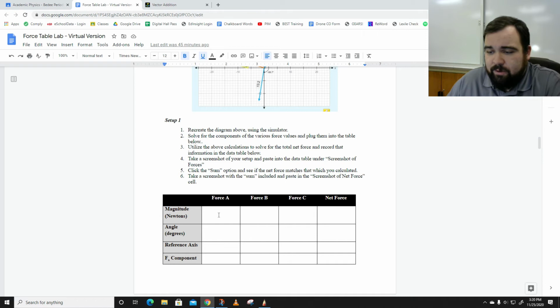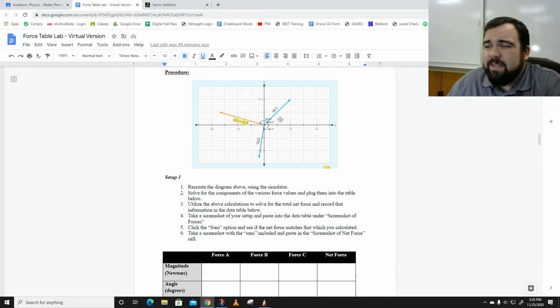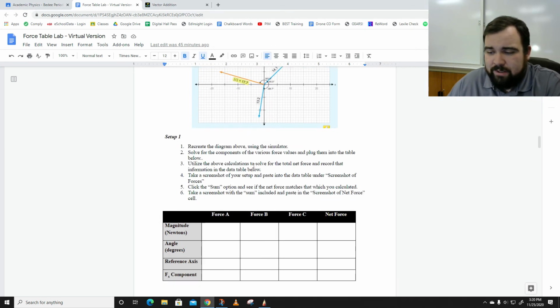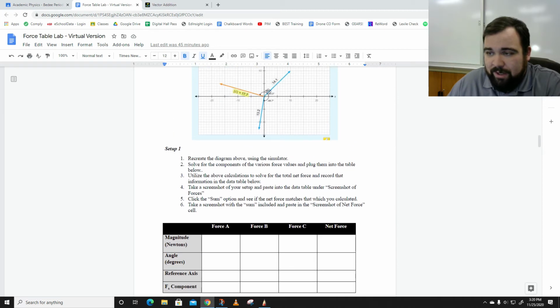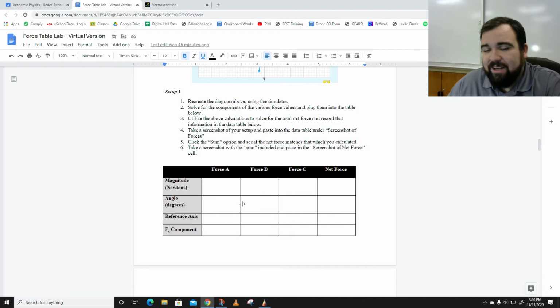So the first row here, the magnitude in newtons, that should be whatever the value is. So 17.7, 14.1, and 13.2 in this example. You want to put in the angles there. The angles, you can either put in the angle that's shown on the charts, or you can put in whatever angle you are using for your calculations. So if you were using the angle that the thing is off of the x-axis, put that value in there. If you're using that as the y-axis, put that value in there. But then also put in whatever that reference axis is here. That is to keep track of whether or not you're using sine or cosine for the different components.